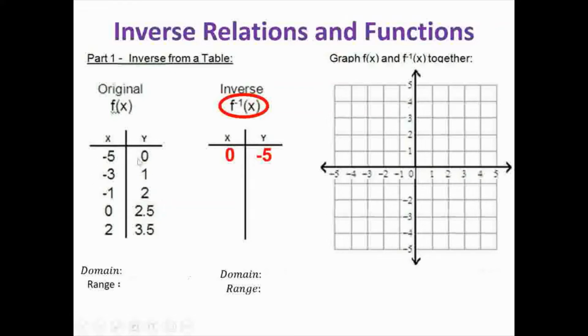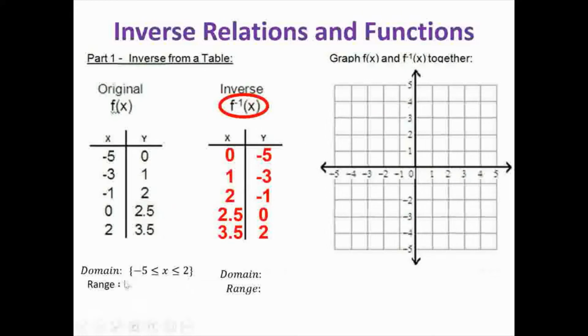You swap them. So that y value of 0 became the x value, and that -5 x value became the y value. So the next point is going to be (1, -3), and the next one (2, -1), and the next one (2.5, 0), and the last one (3.5, 2). We've just swapped the x and y values, or you can think of it as swapping all the domain values with all the range values. That's what an inverse is. But an inverse does something interesting graphically.